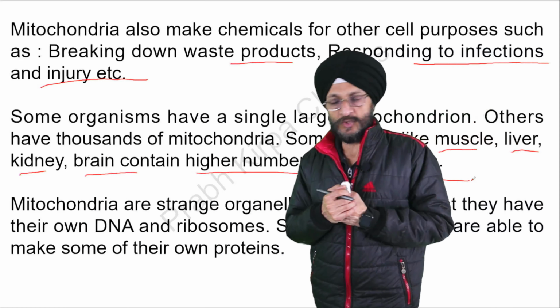The endoplasmic reticulum, in essence, is the transport system of the eukaryotic cell and has many other important functions such as protein folding. There are two types of endoplasmic reticulum. First is rough endoplasmic reticulum and the second is smooth endoplasmic reticulum.